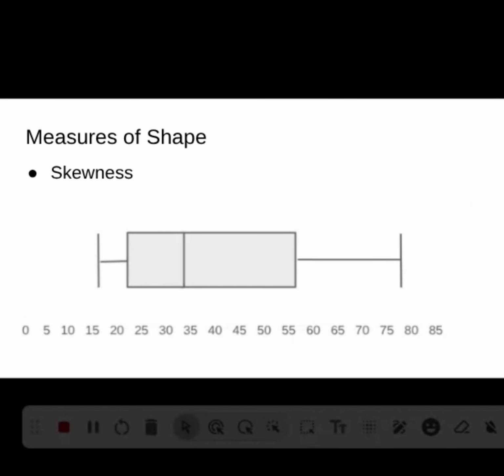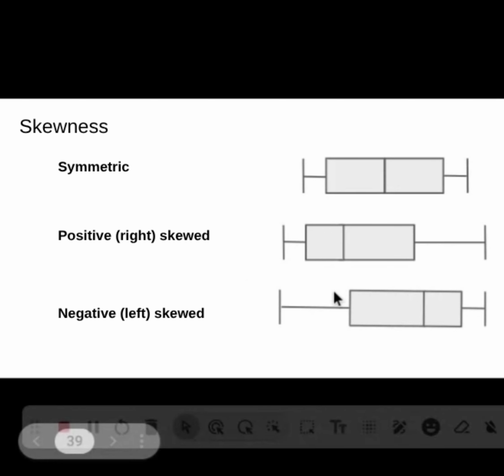Finally, we get to the measures of shape. There are others, but we will only focus on skewness, which is simply how symmetrical the data are. In this box and whisker plot, we can clearly see that the left whisker, as well as the left side of the box, are shorter than the right whisker and the right side of the box. This data is positively skewed or right skewed, which means that the data is more spread out at the higher values and more concentrated at the lower values. If it's the other way around, it's called left skewed or negatively skewed. And if it's not skewed to either side, it's called symmetric.